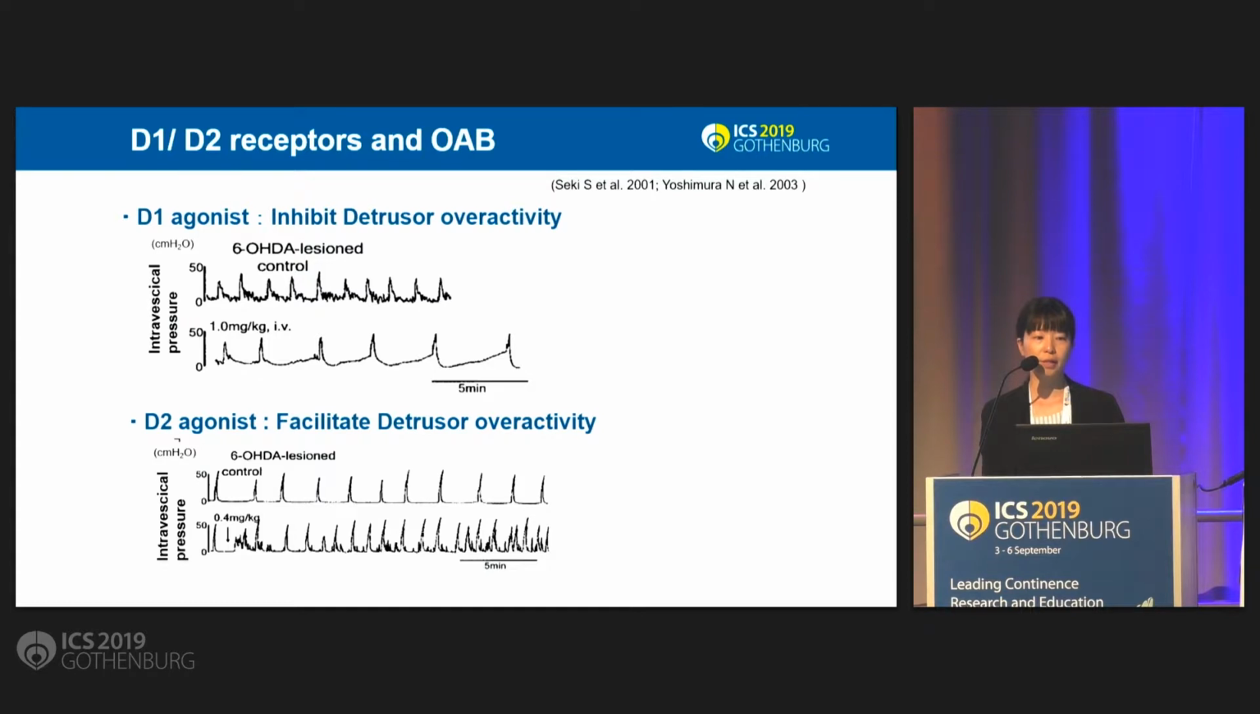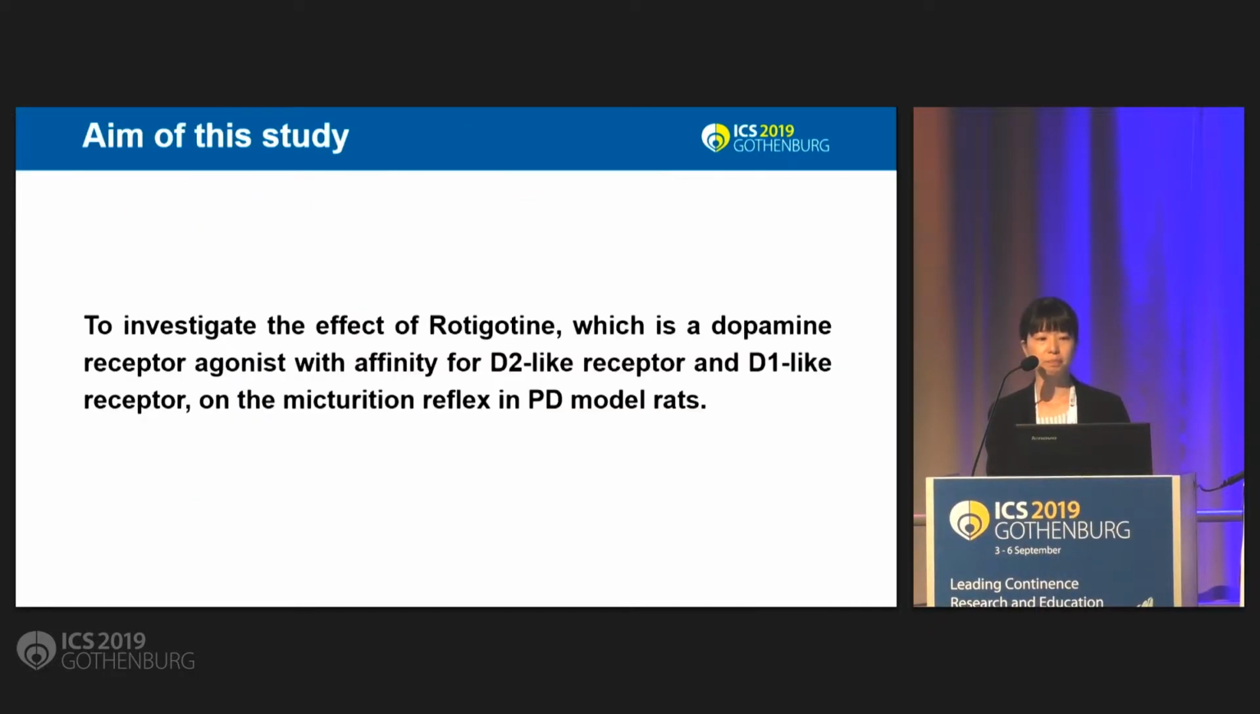Recent studies show a relationship between D1 and D2 receptors and overactive bladder. They show that a D1 agonist inhibited detrusor overactivity, whereas a D2 agonist facilitated detrusor overactivity. Therefore, D1 and D2 have opposite effects on the micturition reflex.